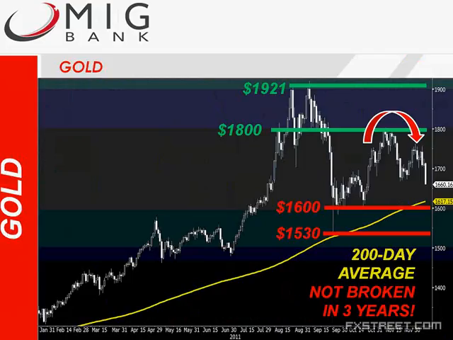So just a quick example, the traditional market gold, as we speak, has triggered a major sell-off this year. Today, I should be saying.